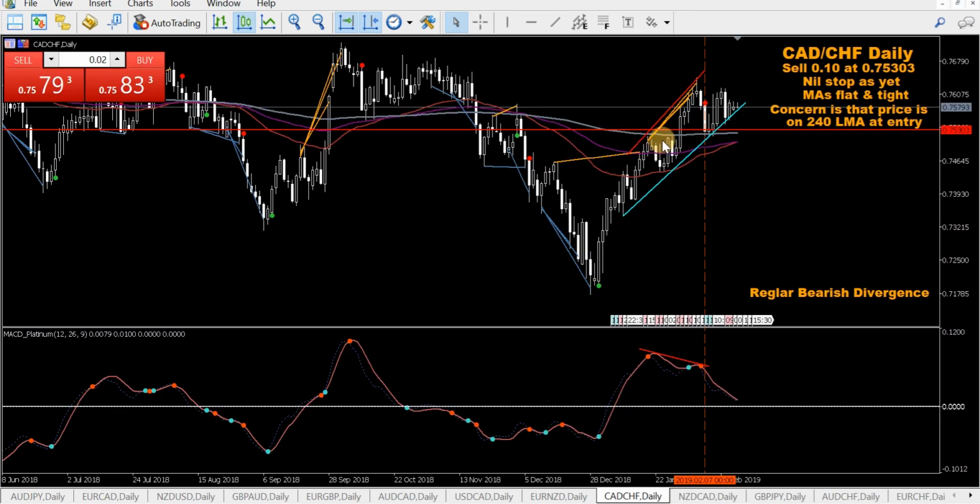CAD Swiss in a sell back here. It's gone against me. I thought it was coming nicely. Drawn this trend line here. This trend line's holding. This thing's going sideways at the moment. So still looking all right. We've still got bearish JAGfx RD.